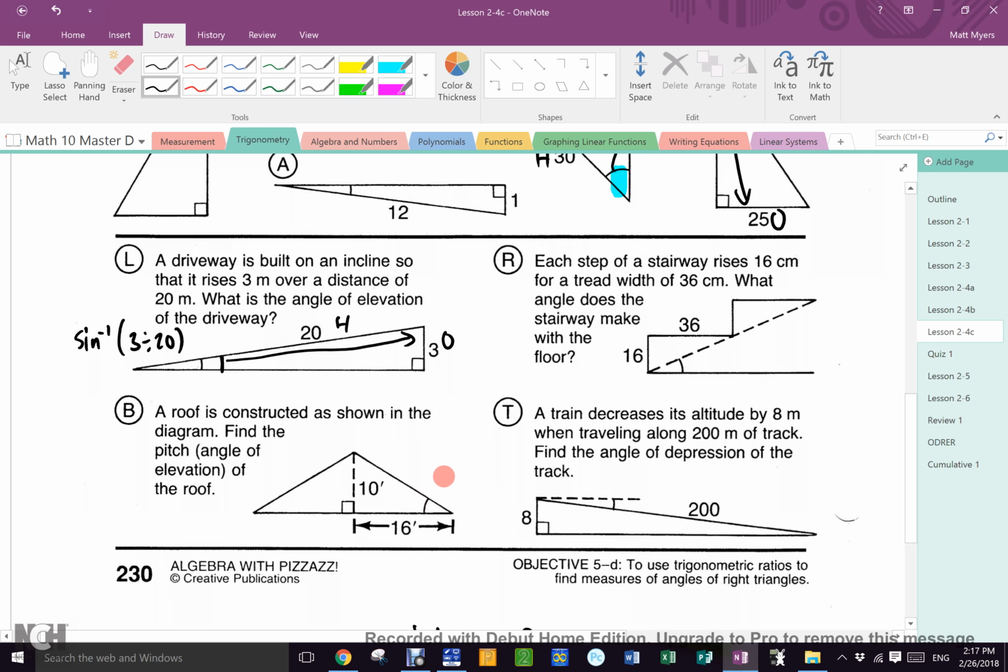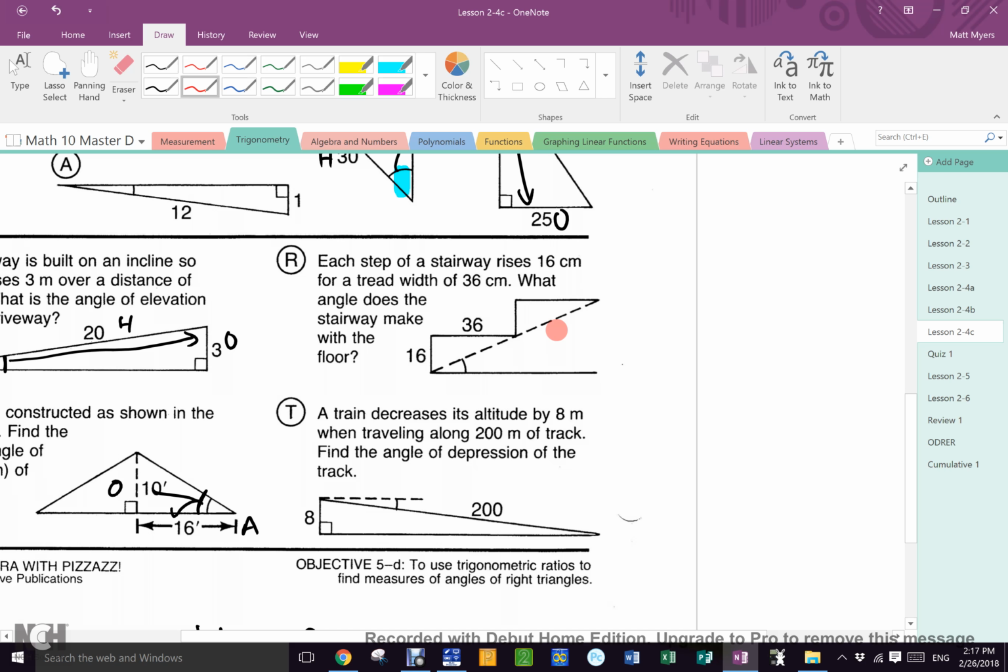B, there's a roof. Find the pitch. That's the angle of elevation right in there. That's an O. That's an A. So that is shift tan of 10 divided by, and I'm changing colors because I'm writing over the printing, 10 divided by 16.